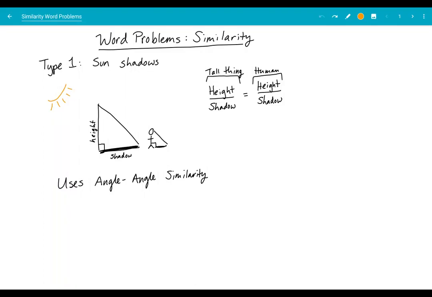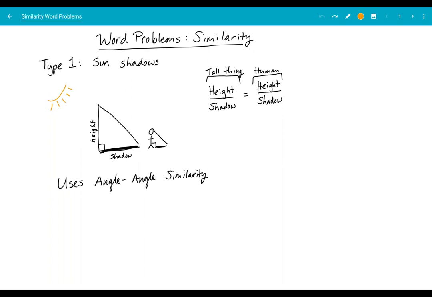With word problems, you'll find that there are at least three types that are very common in similarity. They create similar triangles, and you'll find that the proportions you create help you to find something that's unknown in the problem. The first type is very common, using sun shadows to find the height of an unknown object, usually something that's very, very tall and that would be very difficult to measure directly.